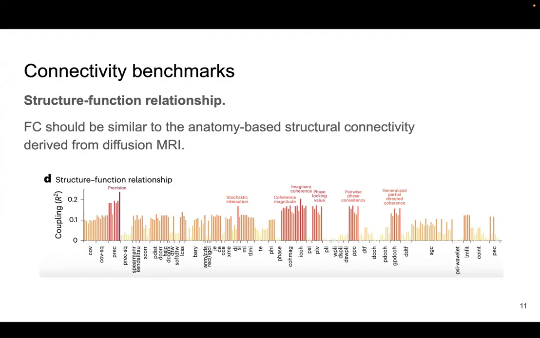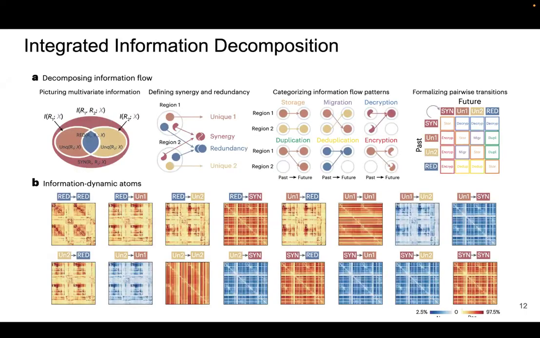Another method they came up with is the comparison of FNC with structural connectivity, which is derived from diffusion MRI. They're supporting this. They expect that they should be somewhat similar, and they see that there are methods that are more similar and methods that are less. Precision again, I don't know why. Anyway, then they take a step. It's a beautiful picture. I don't know what it means.